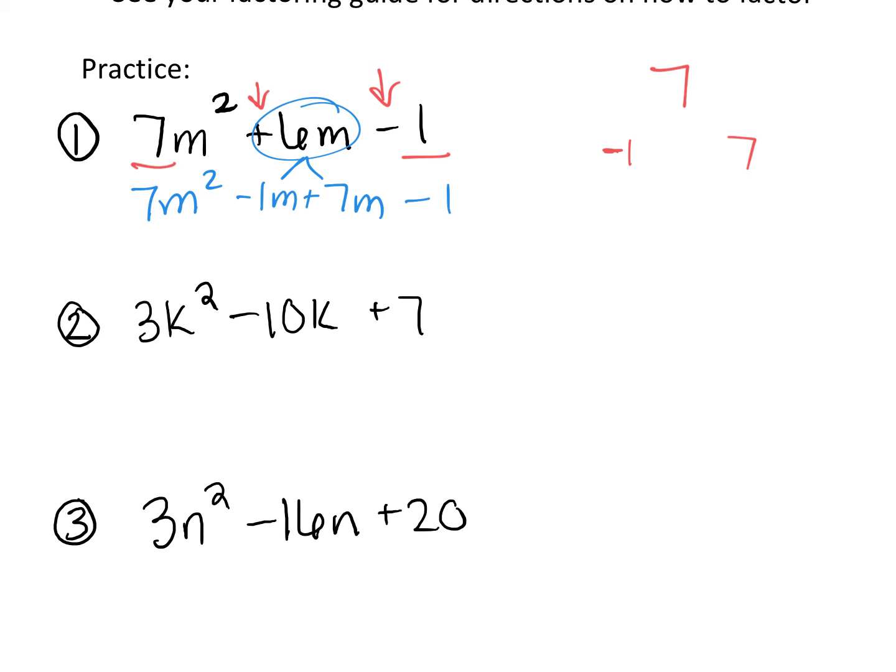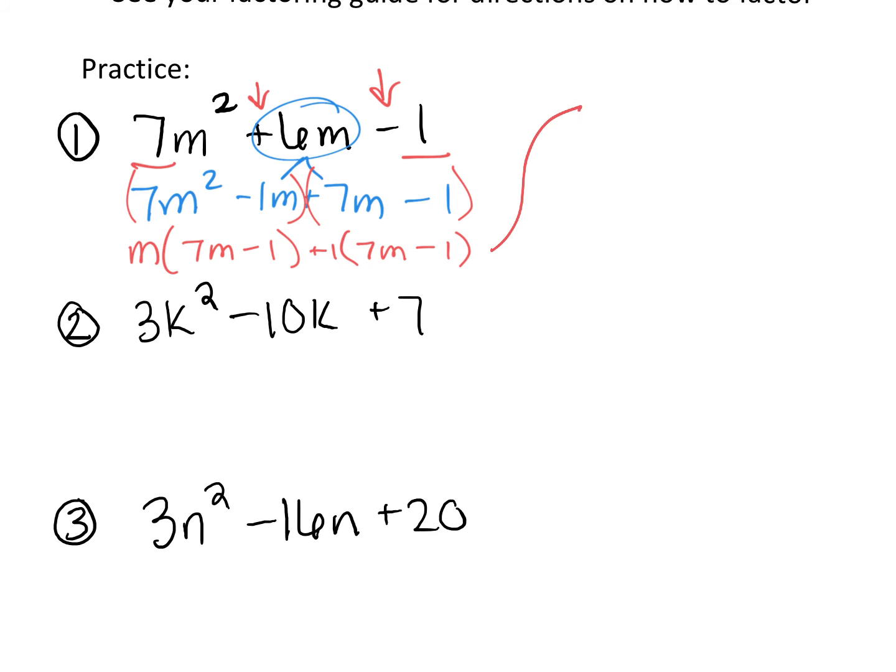Then we do factoring by grouping. So group 1, group 2. We can take out an m from the first one, leaving me with 7m minus 1. There's nothing we can take out there, so remember you've got to pull that 1 out. So it's 7m minus 1. So then my m and my plus 1 become my first set, and 7m minus 1 is my second set.